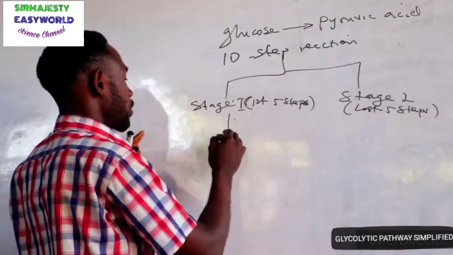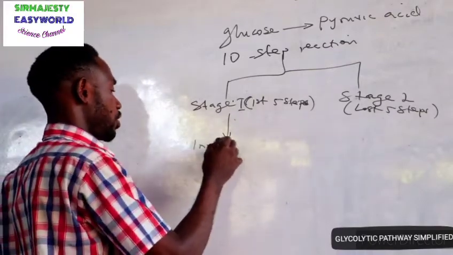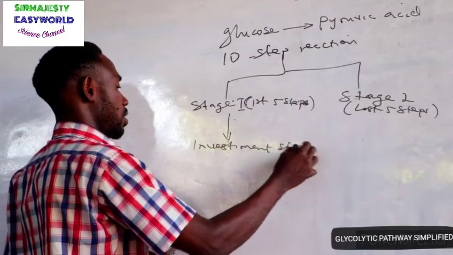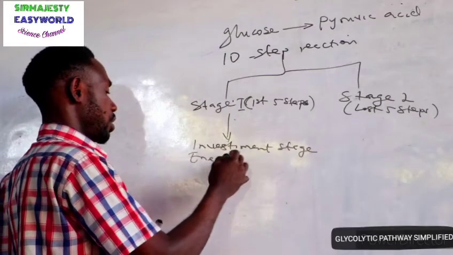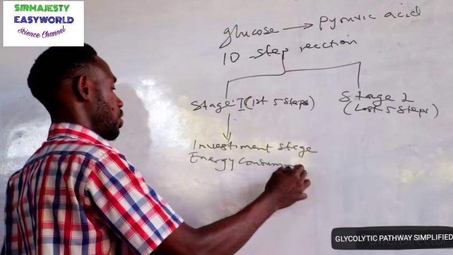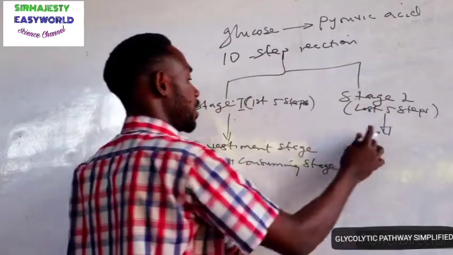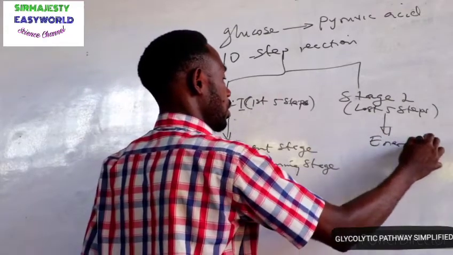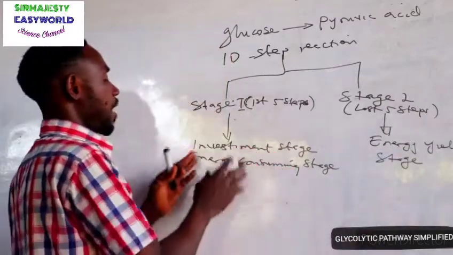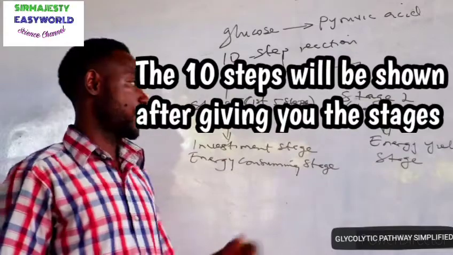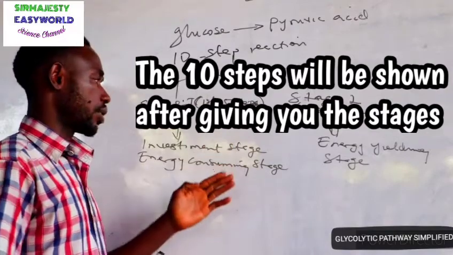This first 5 steps is actually known as the investment stage, or the preparatory stage, or the energy consuming stage. It is energy consuming. While here is the payoff stage or the energy yielding stage. So the first 5 steps is the investment stage, it consumes energy, whereas the last 5 steps out of the 10 steps is the energy yielding or the payoff stage in the glycolysis.